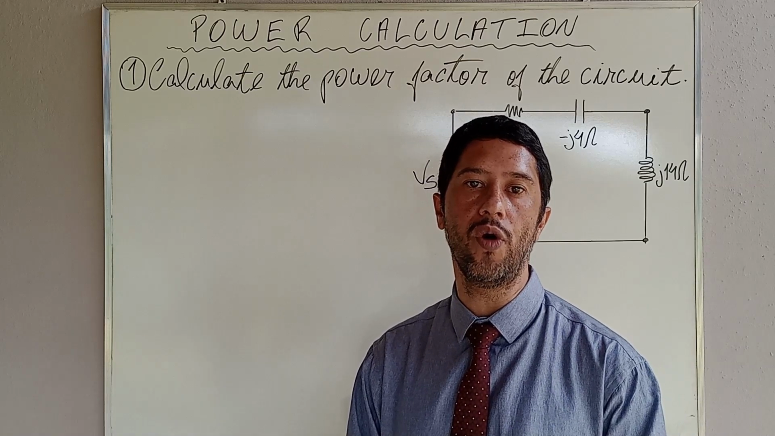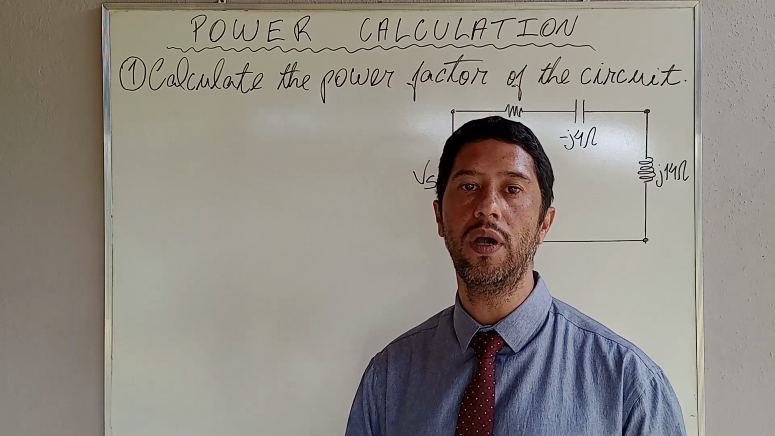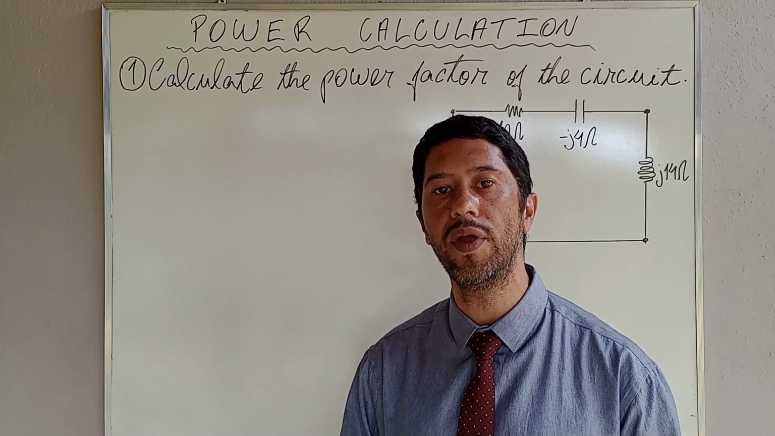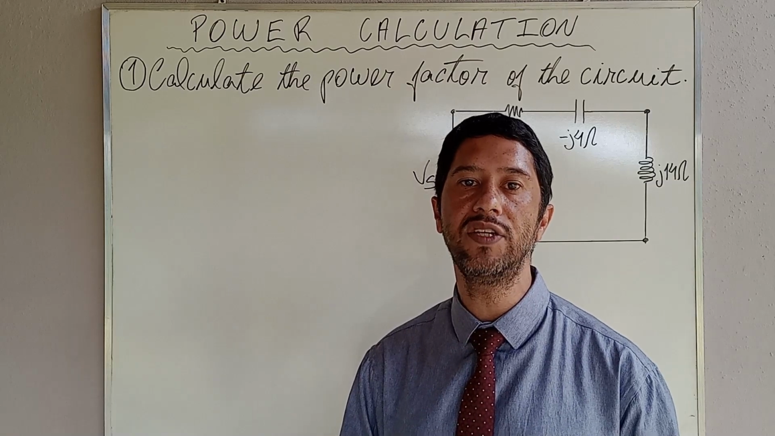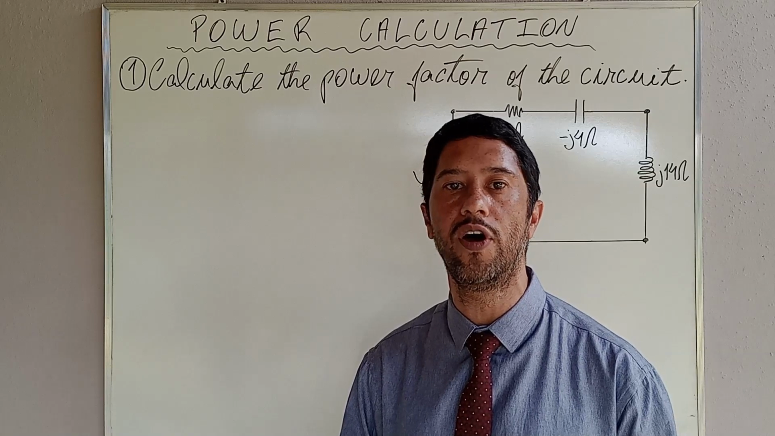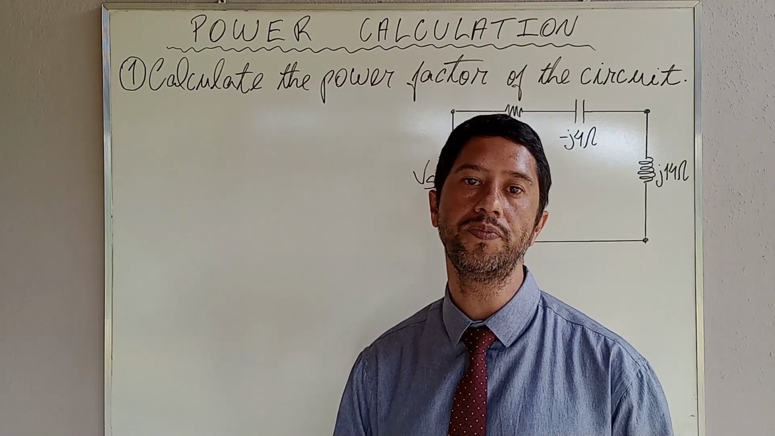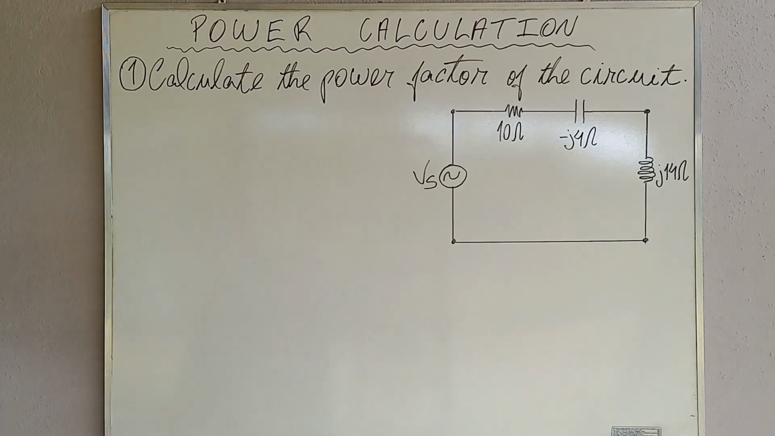And in this video, I would like to invite you to a debate about the power in both direct current and alternating current circuits, and for this purpose I selected several problems from the most important examinations for electrical engineers in Brazil. Let's begin with the first exercise. Exercise number 1 says, calculate the power factor of the circuit. This is the question. Let's go to the solution.